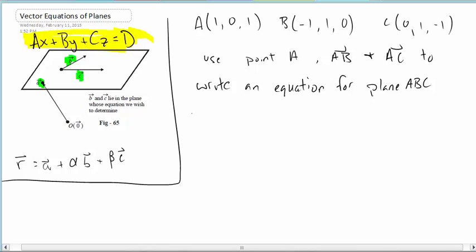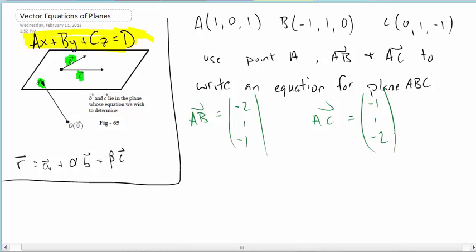First things first, we need to find vectors AB and AC. Pause the video and find these two column vectors. We should be getting (-2, 1, -1) for AB, and for AC, (-1, 1, -2). So now we have our point and our two direction vectors.